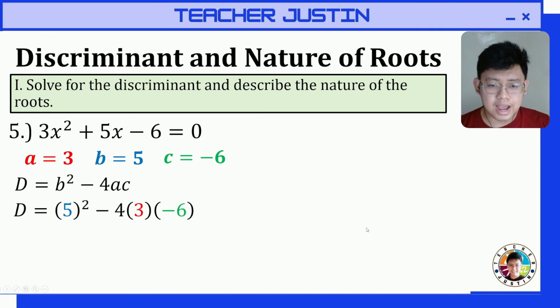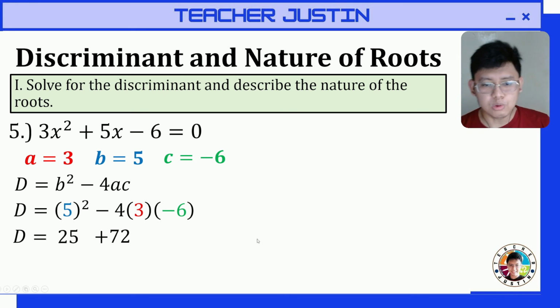Now, let's simplify this using the order of operation. Our discriminant is equal to 5 squared. That will be 25. Negative 4 times 3 times negative 6. That will be positive 72. Now, let's add 25 and 72. That will give us 97.